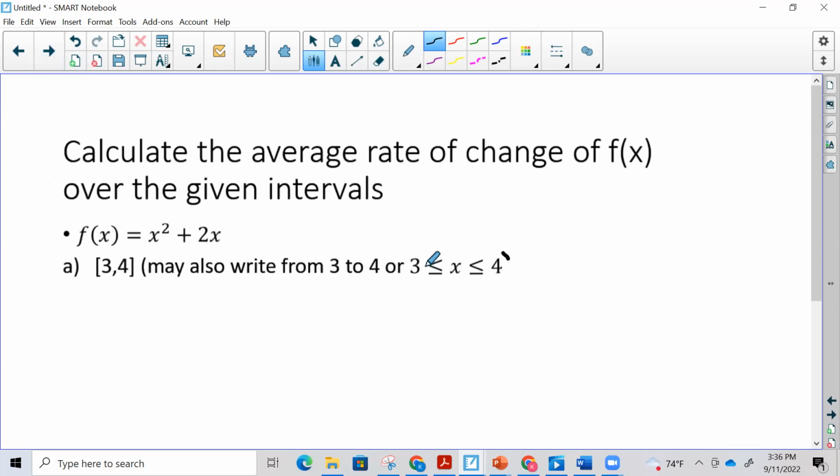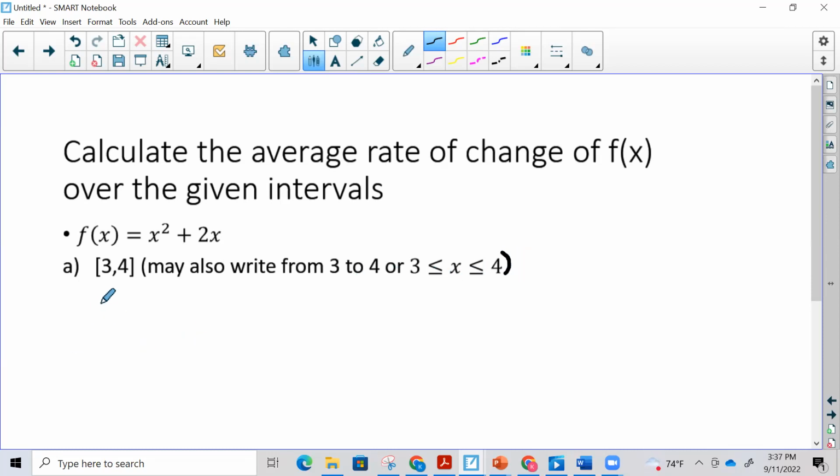So we want to find the average rate of change of f of x over the given interval. So in this case, f of x is x squared plus 2x, and we want to look over the interval 3, 4. So these always represent the x values. They might also write it as 3 to 4 or use inequality notation like 3 is less than or equal to x, which is less than or equal to 4. Any of those notations are fine.